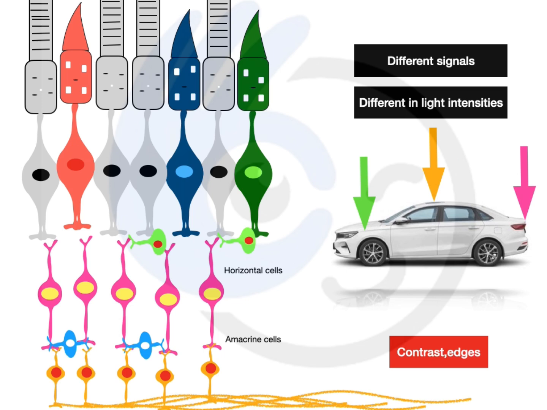For example, if you take a car, different light intensities will reflect from the front, the roof, or the back. Each of these will be identified by these horizontal cells and amacrine cells, and they help in understanding the contrast and the edges of an object. In short, you can say they help in spatial recognition.